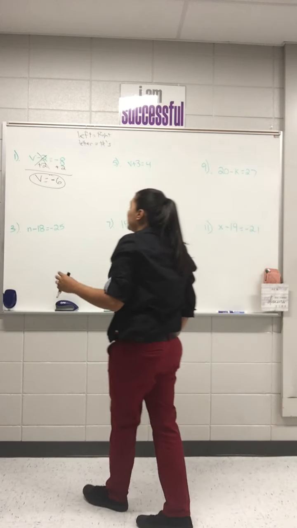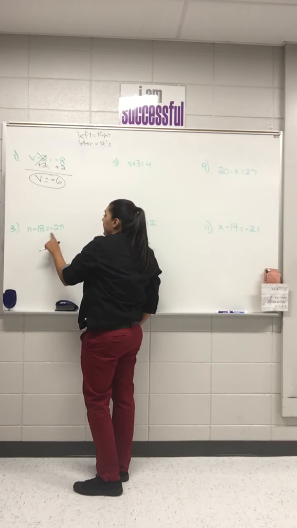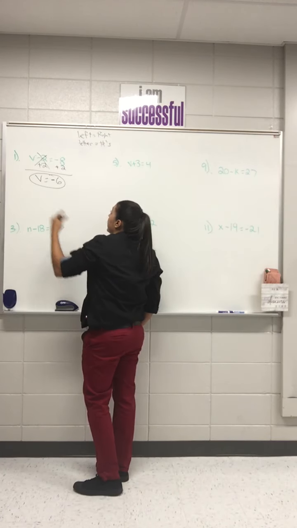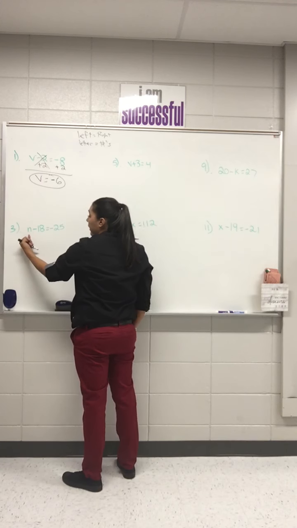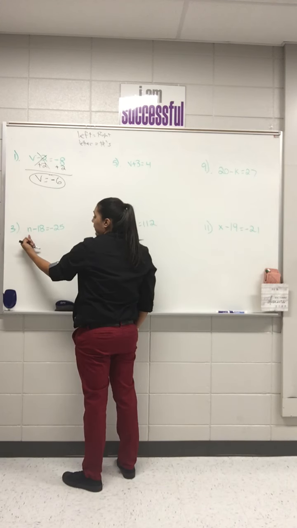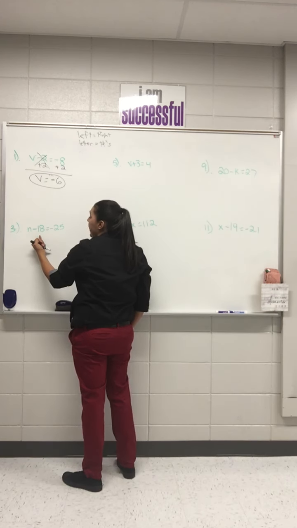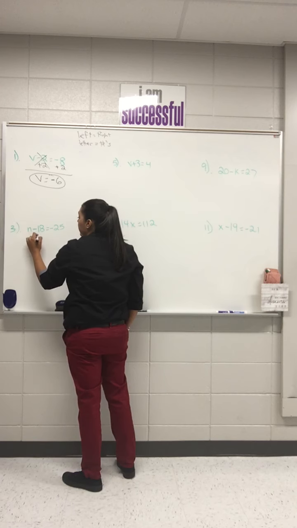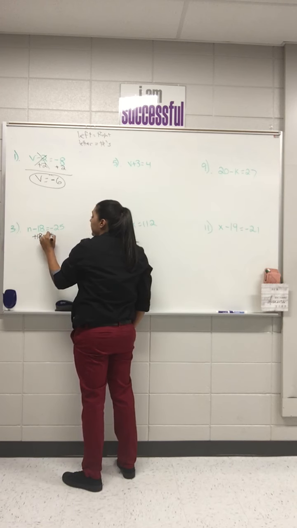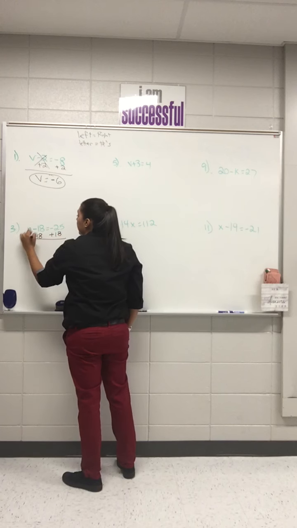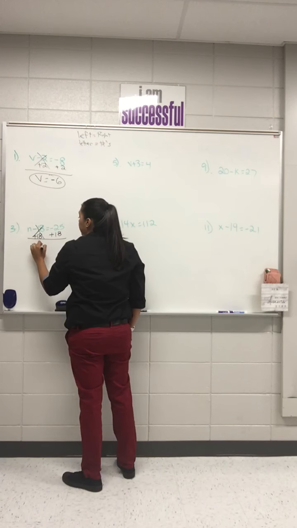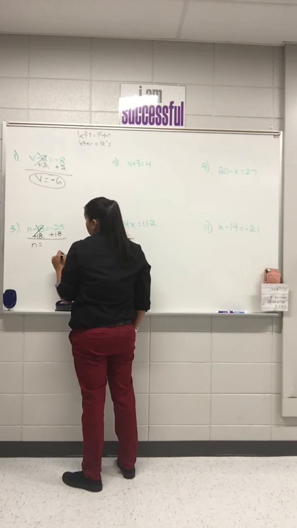Okay, if we look at number 3, so I got n minus 18 equals negative 25. Always start on the left. So is this a letter? Yes, letters go on the left. Is it a letter or number? Well, it's a number, and numbers go on the right, not the left, so we need to move it. So how do I move a minus 18? Well, it should be plus 18. If I do it to one side, I have to do it to the other side. So I got 18. It's going to be negative 7.